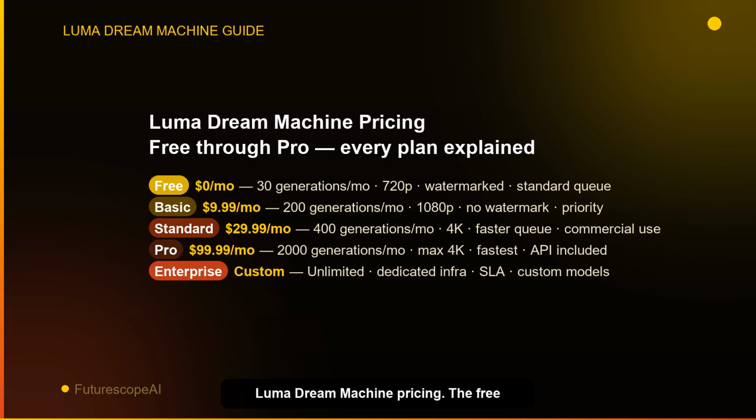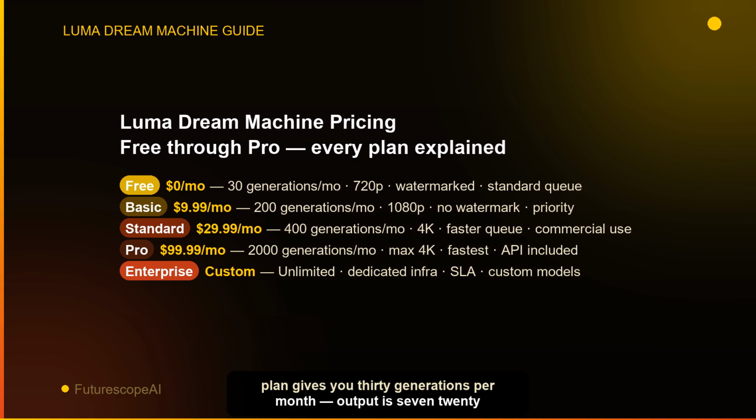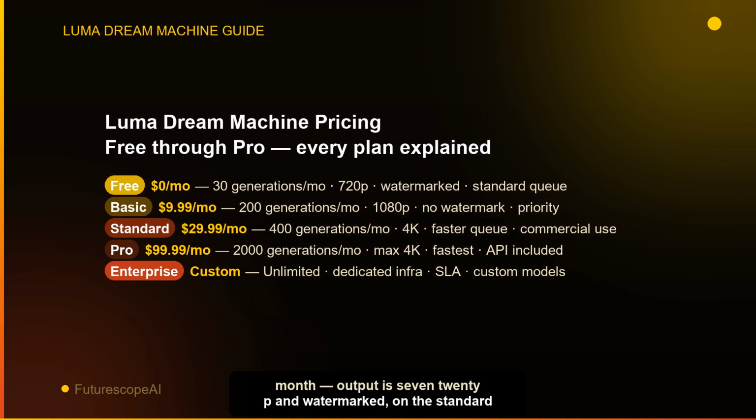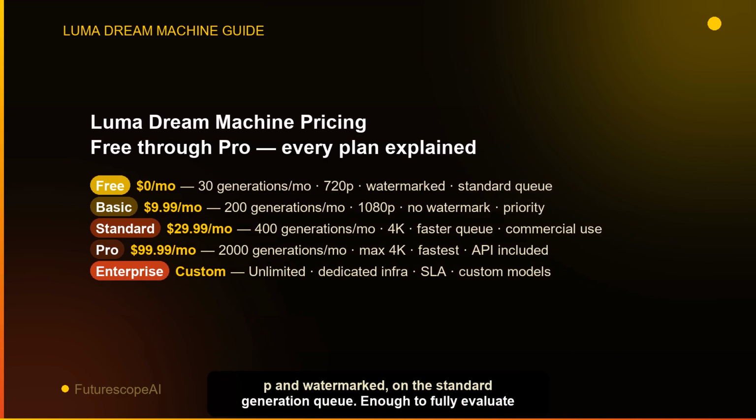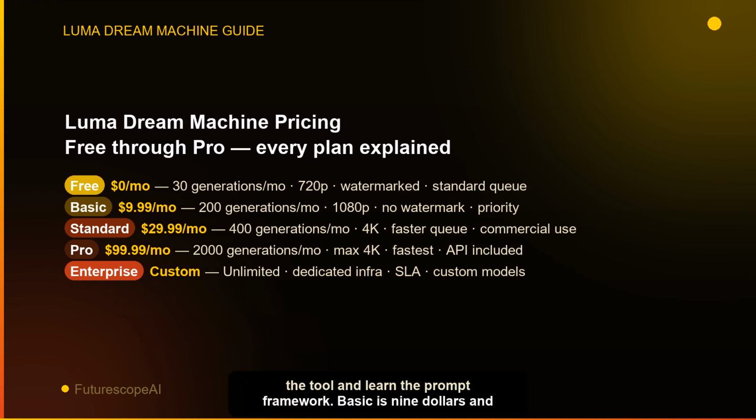Luma Dream Machine pricing. The free plan gives you 30 generations per month. Output is 720p and watermarked, on the standard generation queue. Enough to fully evaluate the tool and learn the prompt framework. Basic is $9.99 a month, 200 generations, 1080p, no watermark, and priority queue. The right starting plan for regular individual use.